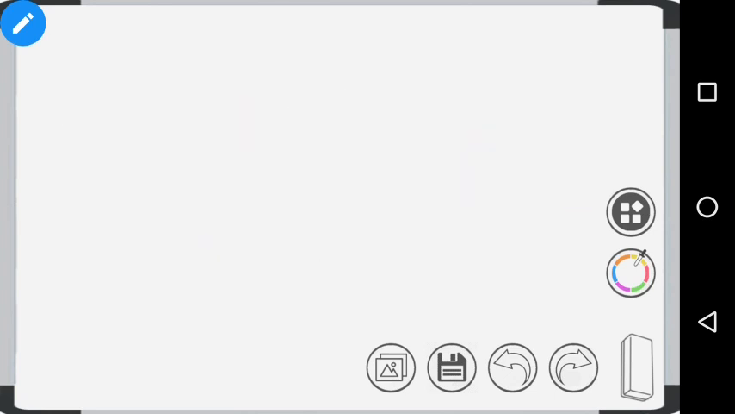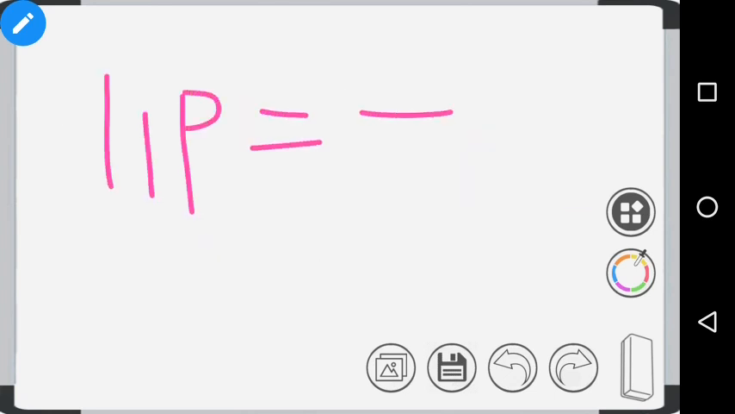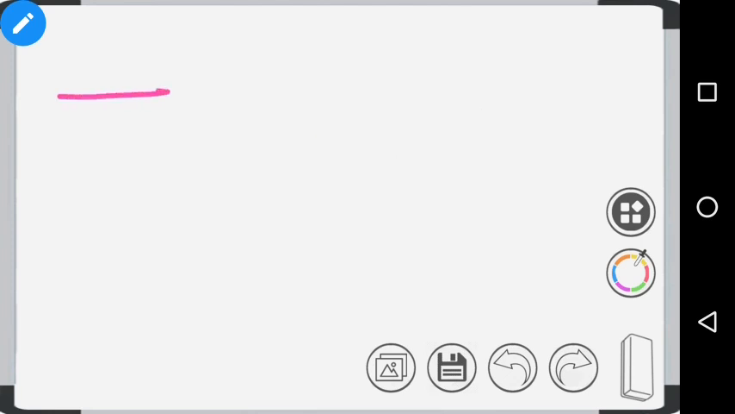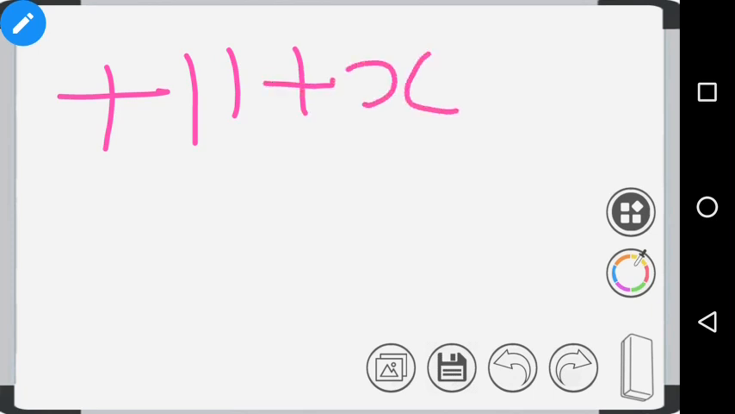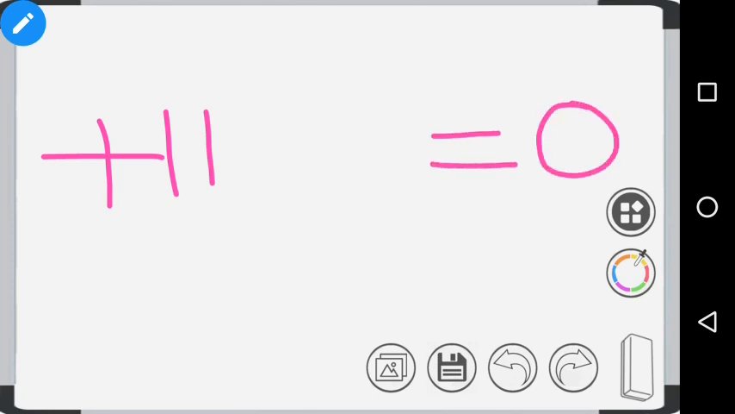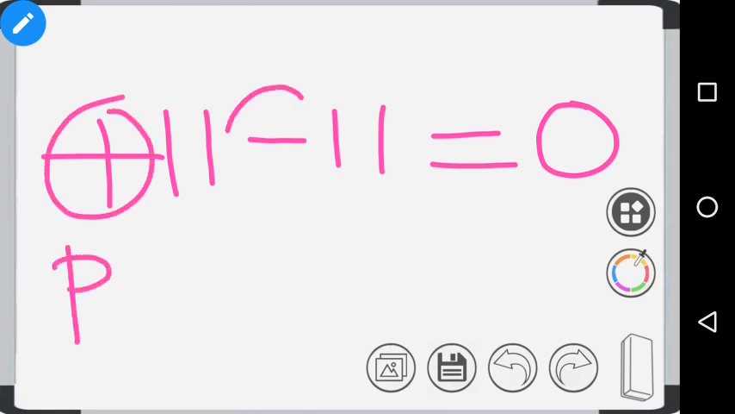Okay? Simply, if there are 11 protons, we can say there are +11 charges. If there are 20 protons, we can say there are +20 charges. Now I have to make this +11 a 0. How to make +11 as a 0? On the right hand side I need 0, because this is the charge of an atom. So we have to subtract -11. +11 -11 gives 0. Plus is the protons and negative is the electrons.